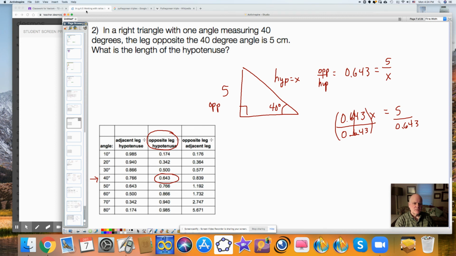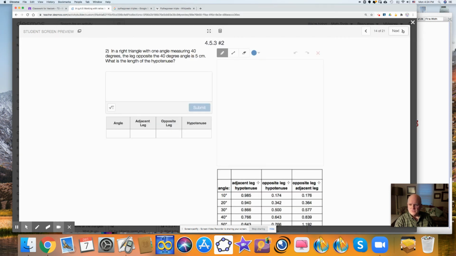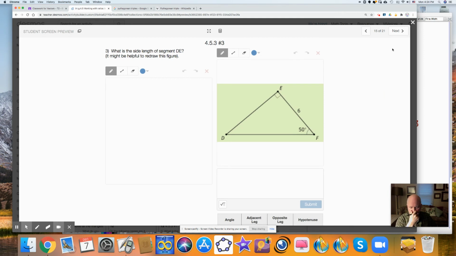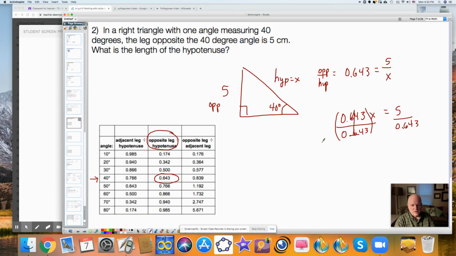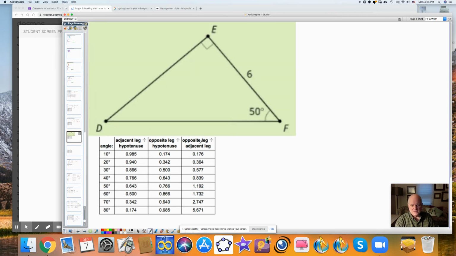In the Desmos, the next page, this is part of our deep dive. Here we have a picture, and it says we may want to redraw this. Why would we want to redraw this? Well, if it's not configured the way that we're used to seeing it, or if it seems out of place somewhat. So we could redraw this like this. I could rotate it. So there's the angle. This is the 50-degree angle. Next to these is 6. And I'm asked to find DE, so I'll call this x.